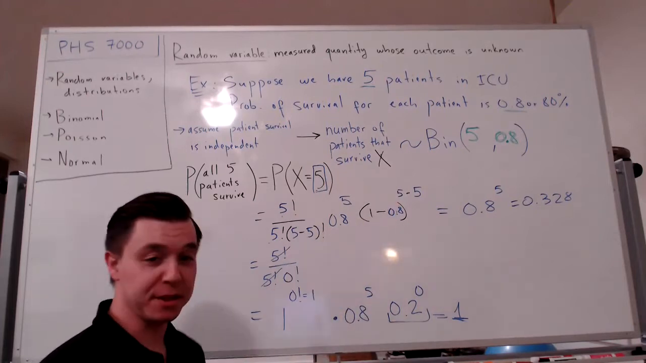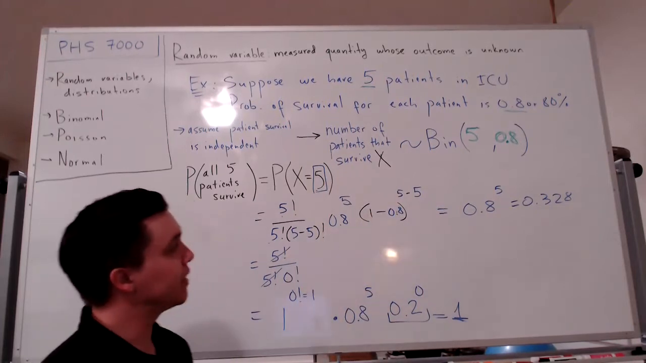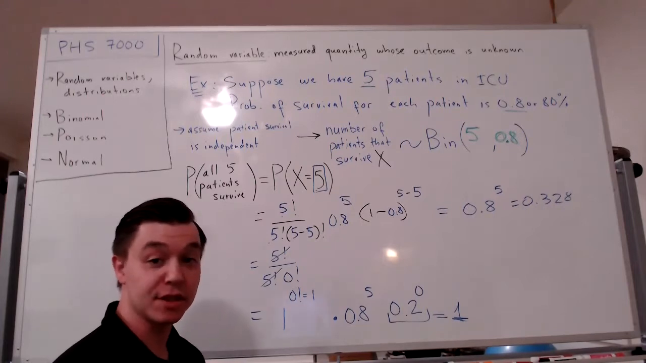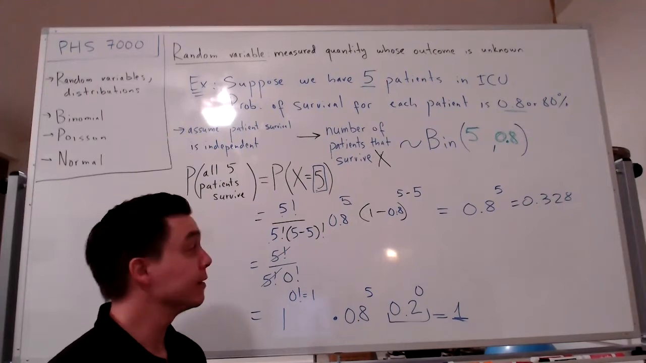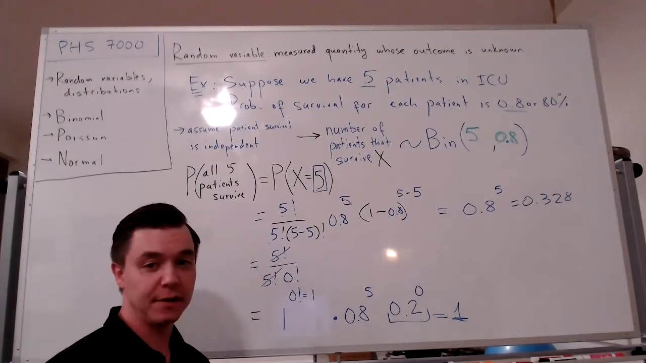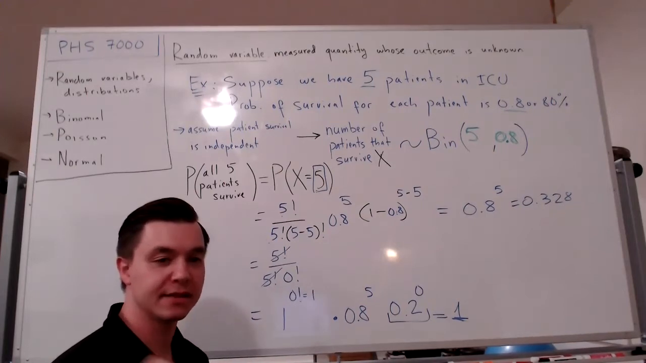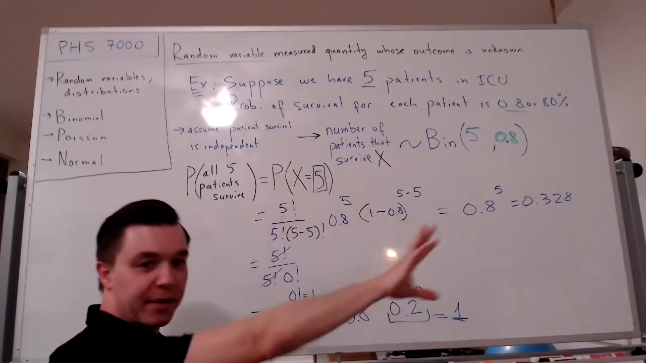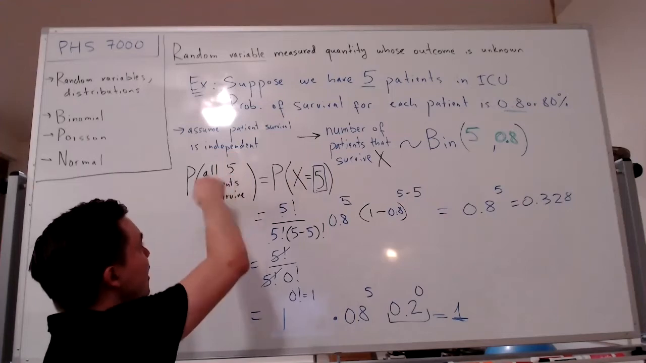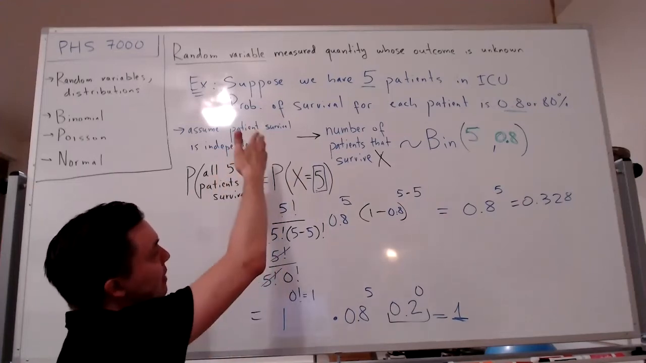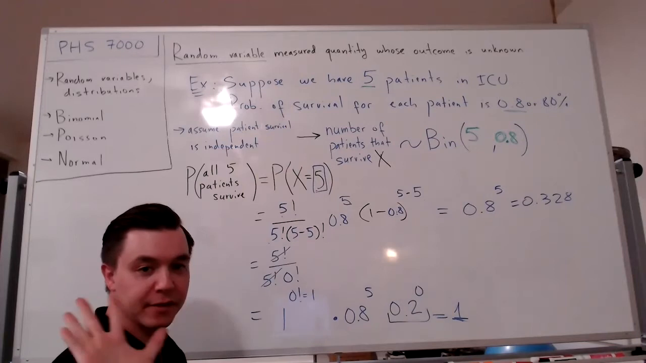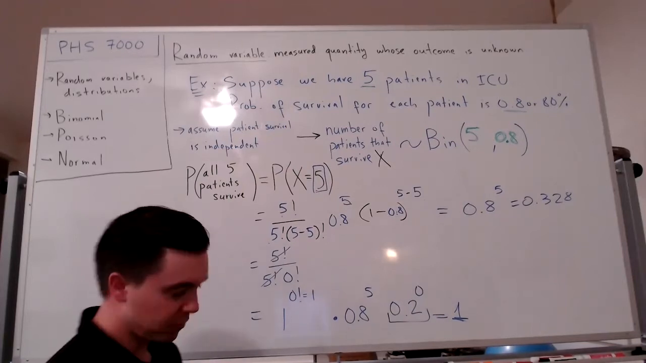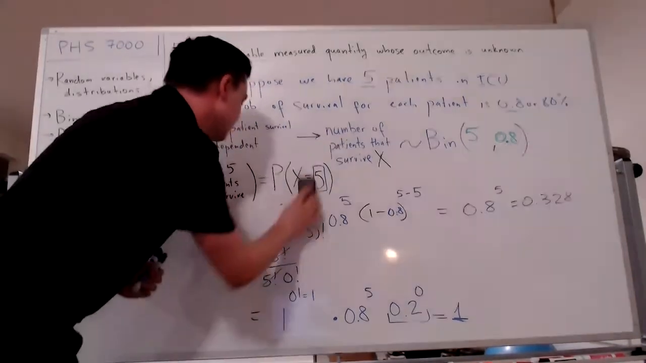So when you have 5 patients and your probability of survival for each patient is 80%, so the other way to say that is on average, 4 patients survive. The chances that all 5 survive are about 1 in 3. A little bit less than 1 in 3, 32%. See, I just applied the binomial equation because all 5 patients survive is the same as asking the probability that my variable takes on 5 exactly. Let's get a little bit more interesting.